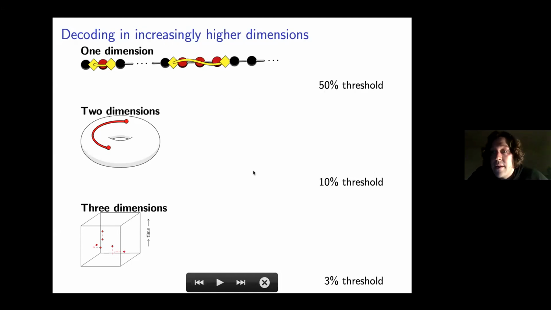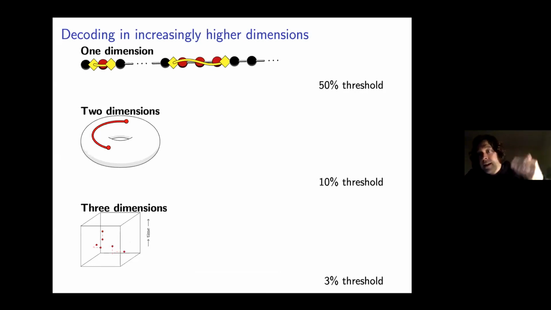If I try and error correct the 2D toric code, and I assume all the measurements are perfect, and I use this minimum weight matching algorithm, the threshold is about 10%, which is a lot smaller than 50, but it's bigger than 3, and 3 is the threshold you get if you try and error correct in 2+1 dimensions when there are noisy measurements as well. So you can see as you look at more and more increasingly difficult decoding problems, the threshold goes down.